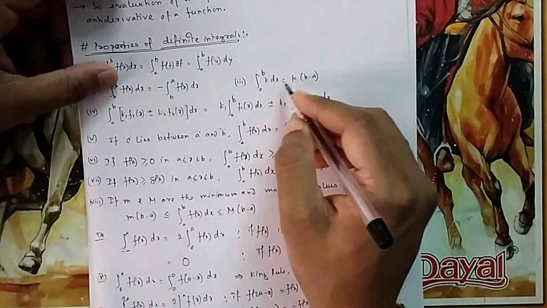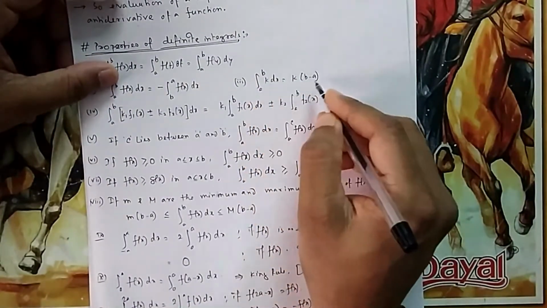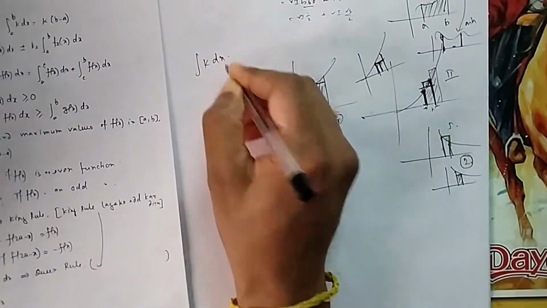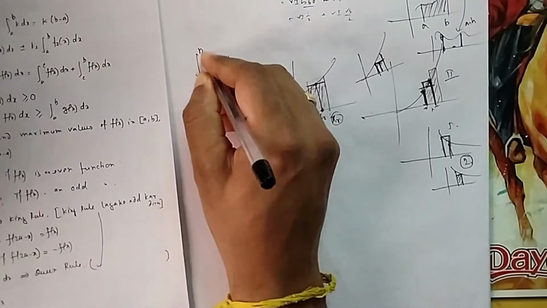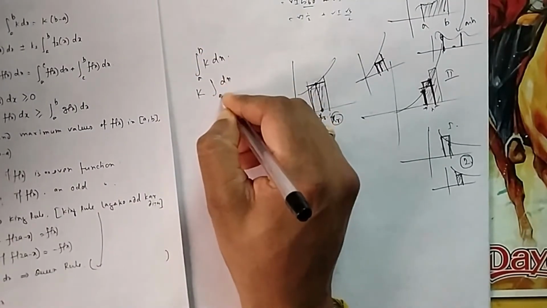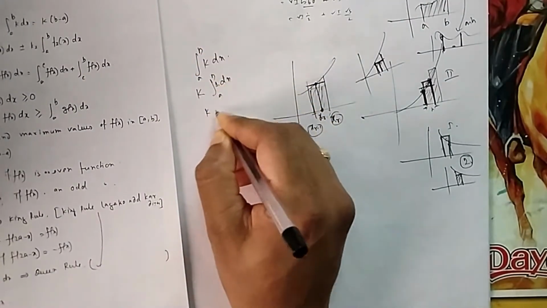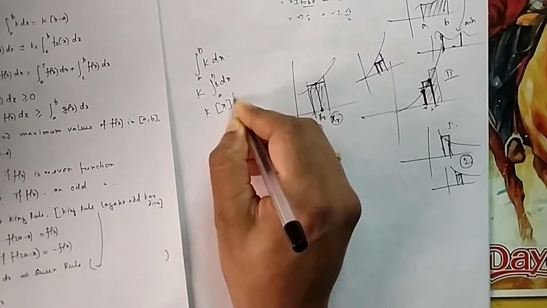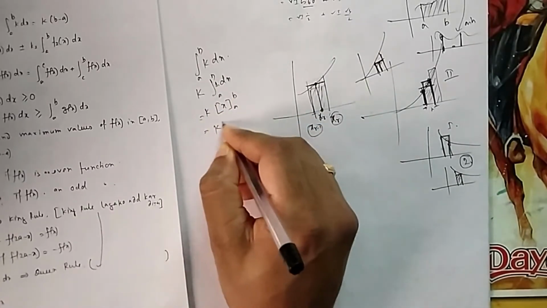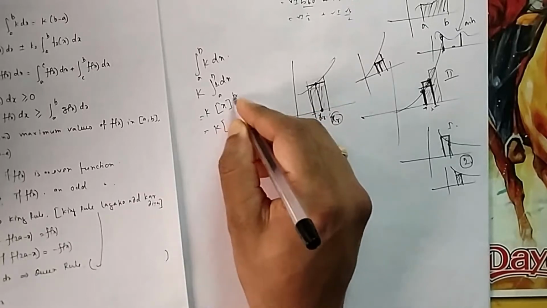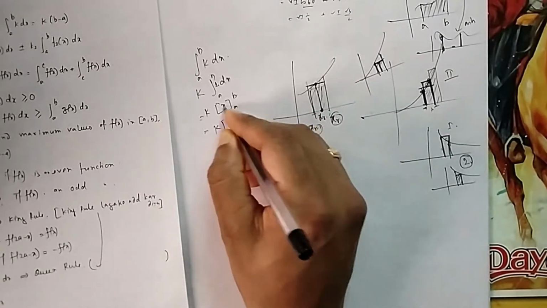The integral from a to b of k dx, where k is a constant. If you integrate 1, that is x. So you can now apply the definite integral here. So k, integral a to b of dx. What is the integration of 1? x. And you put the limits. We write it in this way actually. This means the upper limit: first you put b instead of x, then you put a instead of x. So this is your answer. That's why it is k times (b minus a).